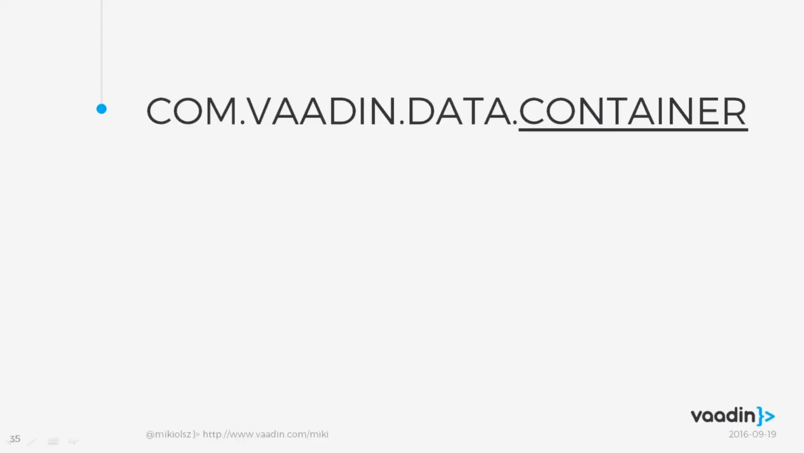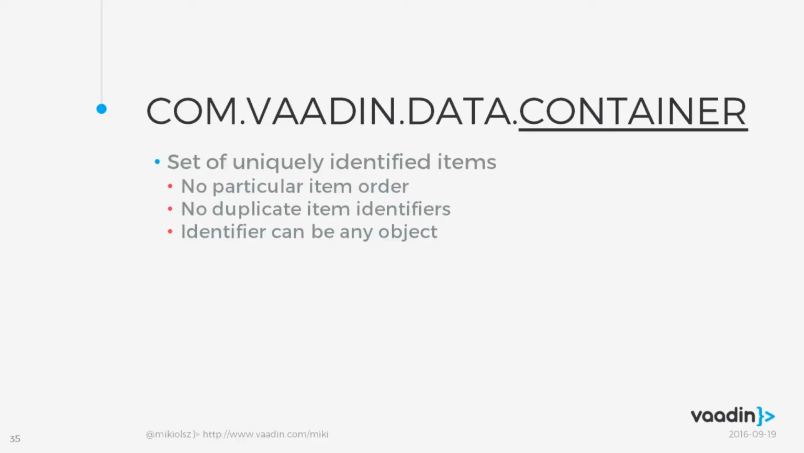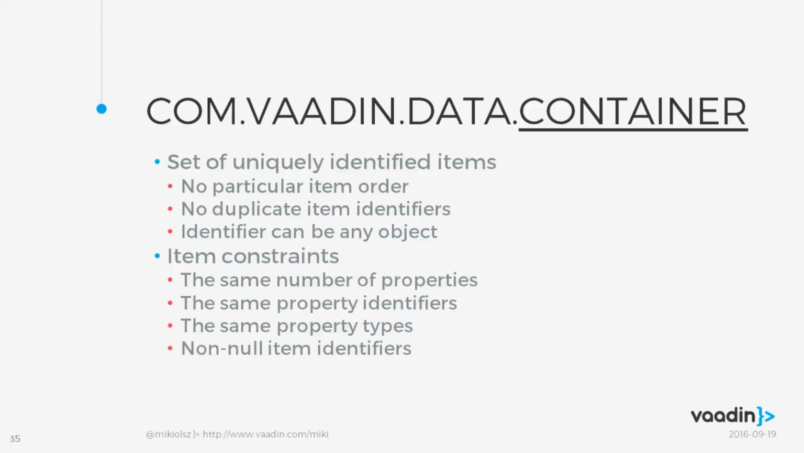Finally, a container. So it's a set of items which basically does not guarantee you any item order. It enforces that the identifiers of items are unique. And the identifier can be any object again.